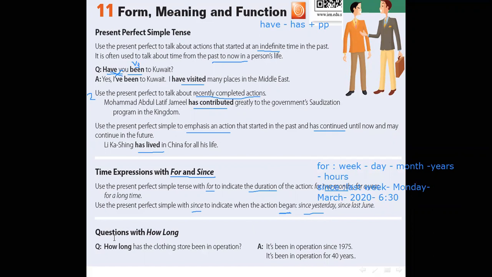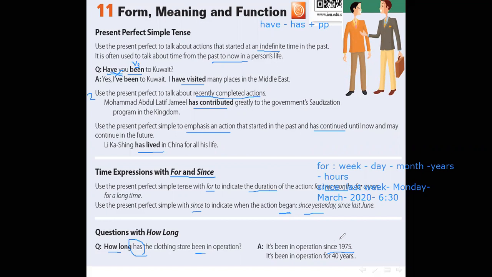Okay, what about the question? We will ask about for or since by using how long. For example, how long has a clothing store been in operation? This is a question. We will use how long plus present perfect simple tense. We use has plus past participle. Okay, what about the answer? It has been in operation since 1975. You should notice here that since is followed by the year, 1975.